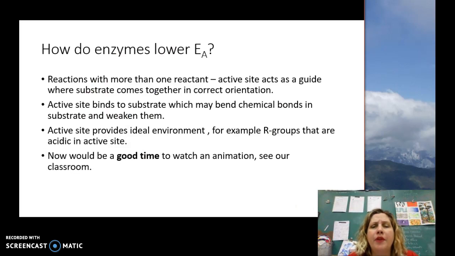So how do enzymes lower the activation energy? In reactions with more than one reactant, the active site acts as a guide where the substrates come together in the correct orientation. The active site binds to the substrate, which may bend chemical bonds in the substrate and weaken them. So sometimes the active site actually makes it easier for things to break apart. The active site provides an ideal environment. For example, R groups that are acidic in the active site create an acidic environment that allows the reaction to take place. Now would be a good time to watch an animation. See Google Classroom for the first animation on enzymes.